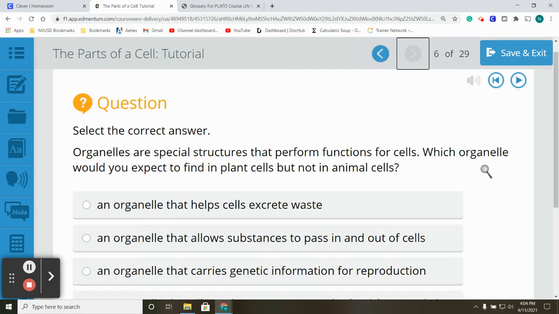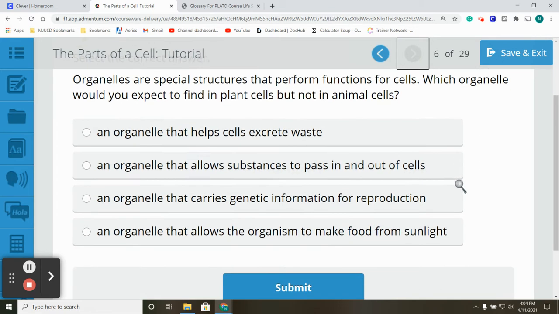Organelles are special structures that perform functions for cells. Which organelle would you expect to find in plant cells but not in animal cells? Animals have cells that excrete waste, an organelle that allows substances to pass in and out of cells. I believe they both have that, the cell membrane or the cell wall.